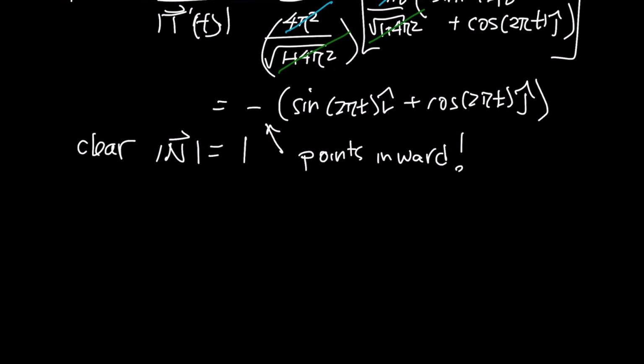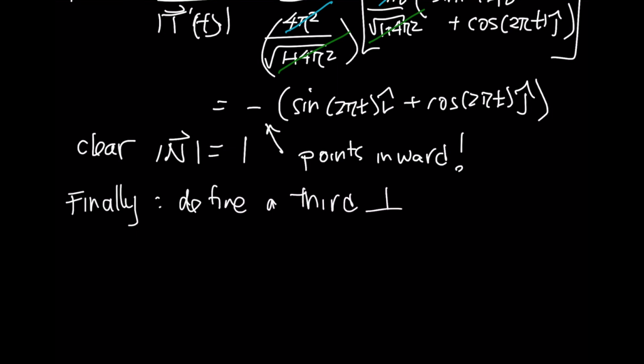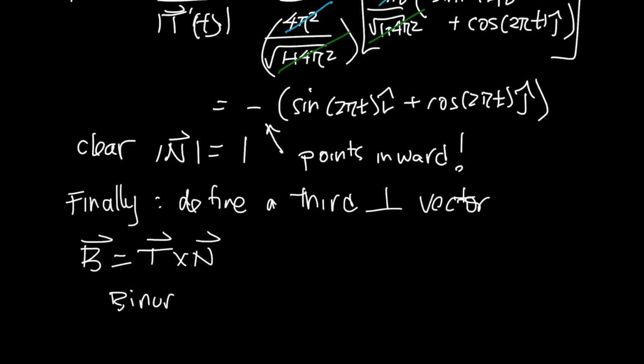Now finally, we can define a third orthogonal vector. And it's very straightforward to do using the cross product. We are going to define this vector B, the binormal vector. It's simply just going to be the cross product of T with N. This is called the unit binormal vector.